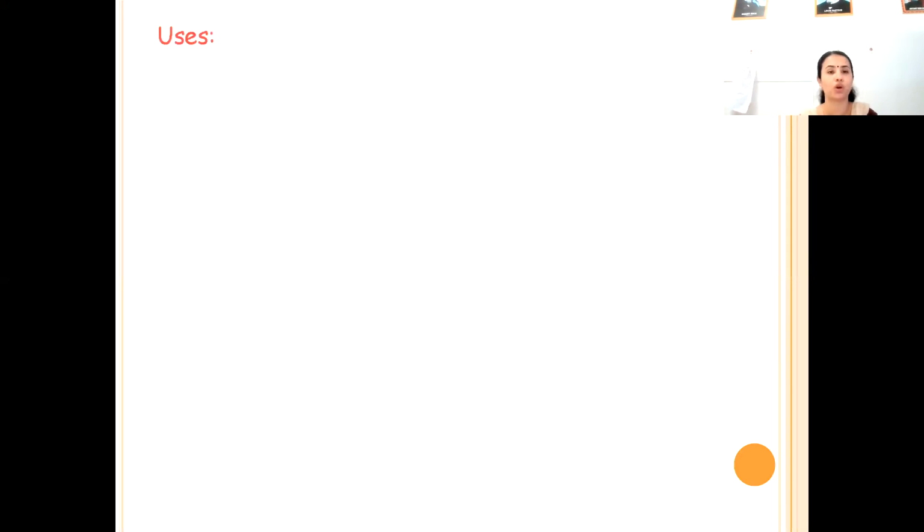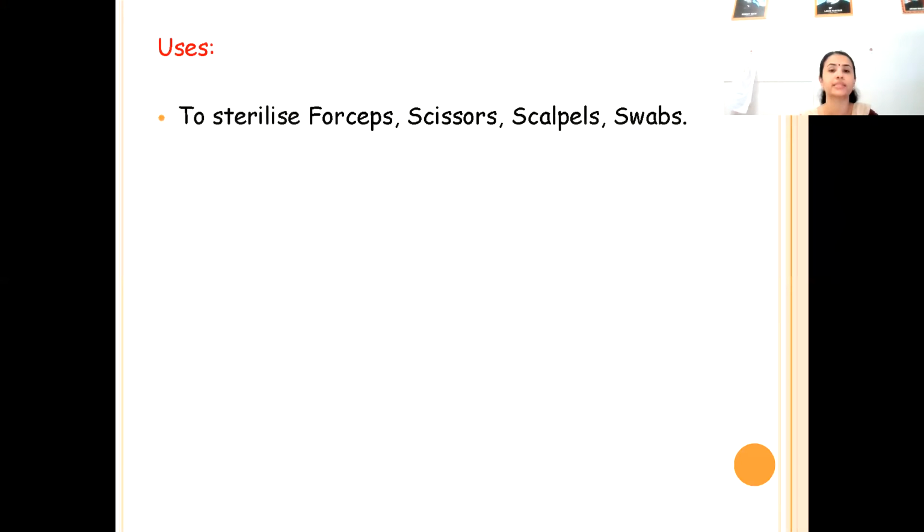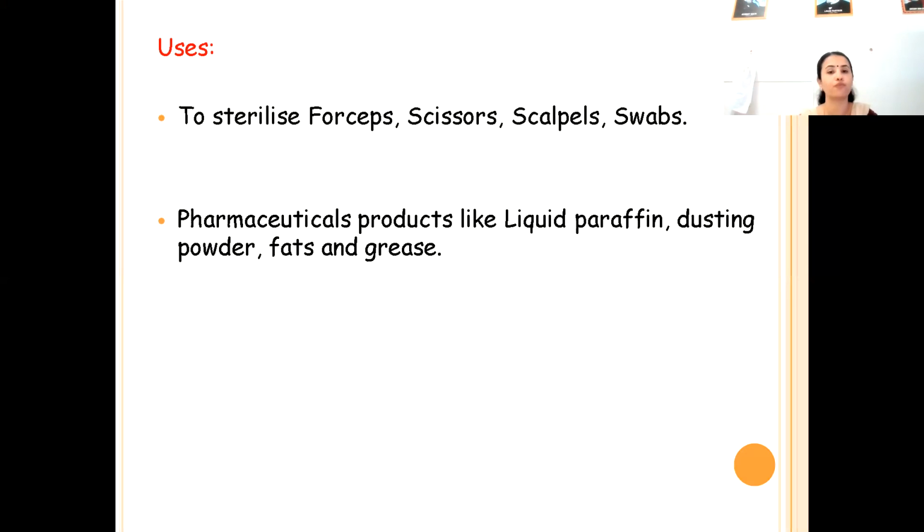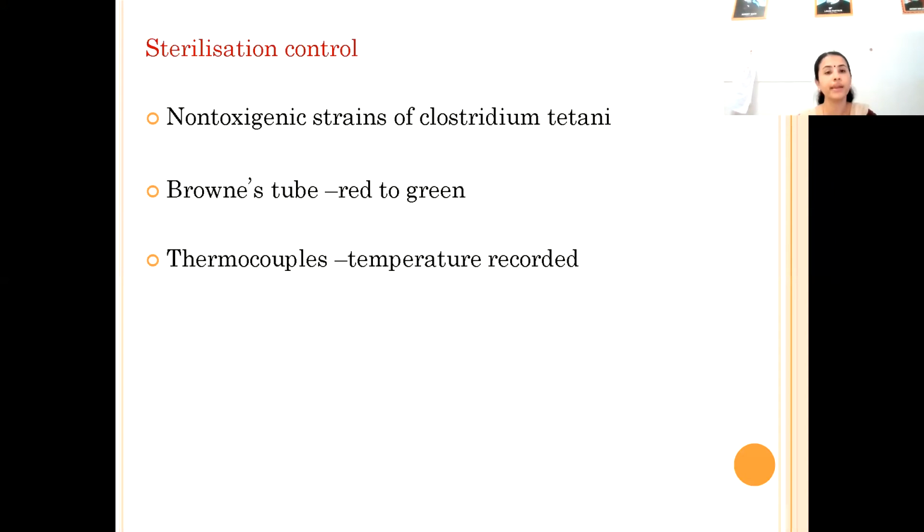The main uses of the hot air oven are to sterilize forceps, scissors, scalpels, and swabs. Some pharmaceutical products are also sterilized by this method: liquid paraffin, dusting powder, fats, and things. Next, sterilization control.